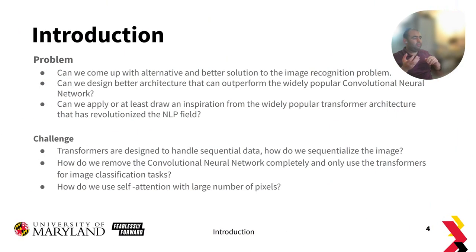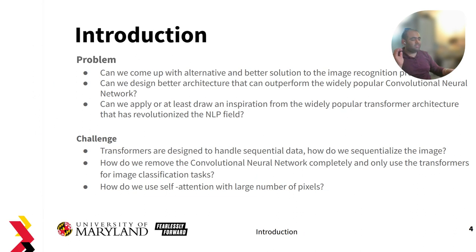The problem is to come up with a better alternative solution to the traditional convolutional neural network based architecture for the image recognition problem. Can we design an architecture that does not use any sort of convolution? Can we use transformers, which are very scalable and very cost effective to train as compared to convolution, in this vision field? The challenge with transformers is that they are designed to handle sequential data. So how do we sequentialize images? How do we use self attention on such a large number of pixels in an image? This paper handles these sorts of challenges and problems.